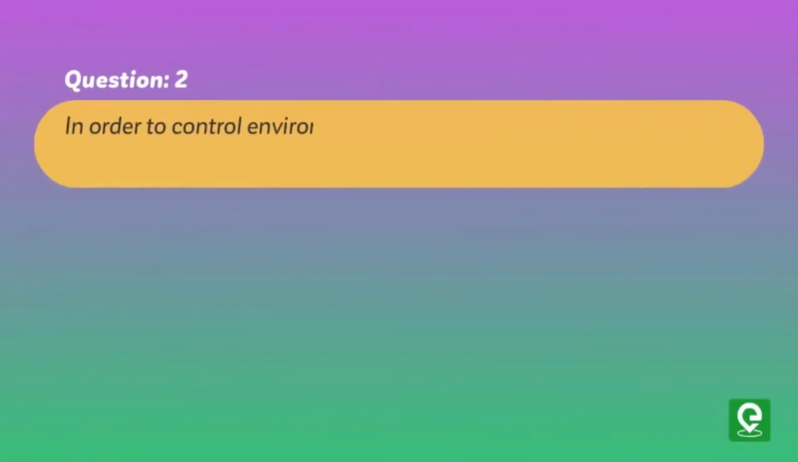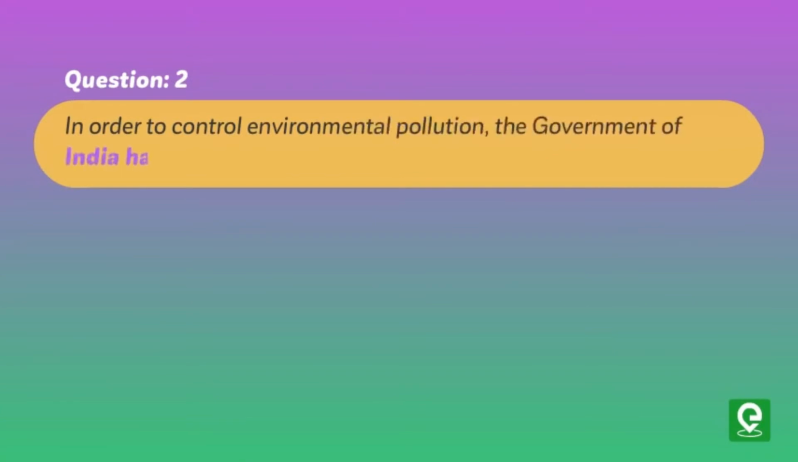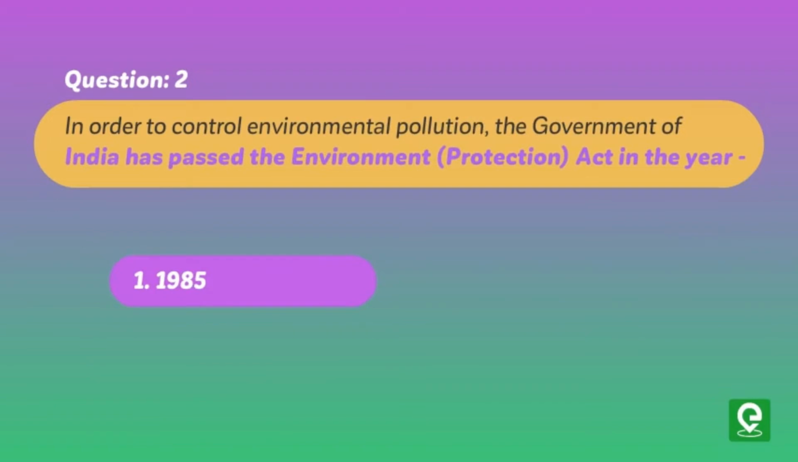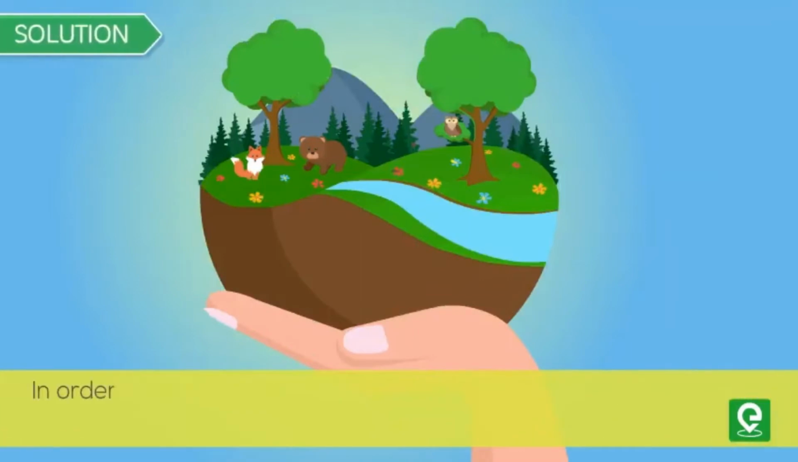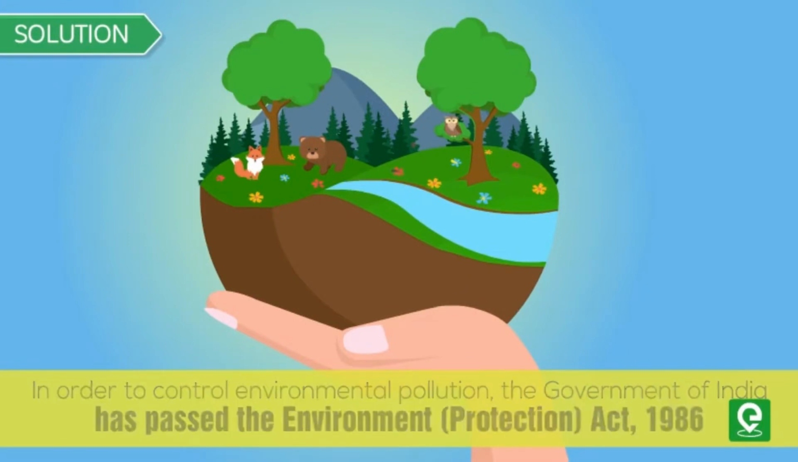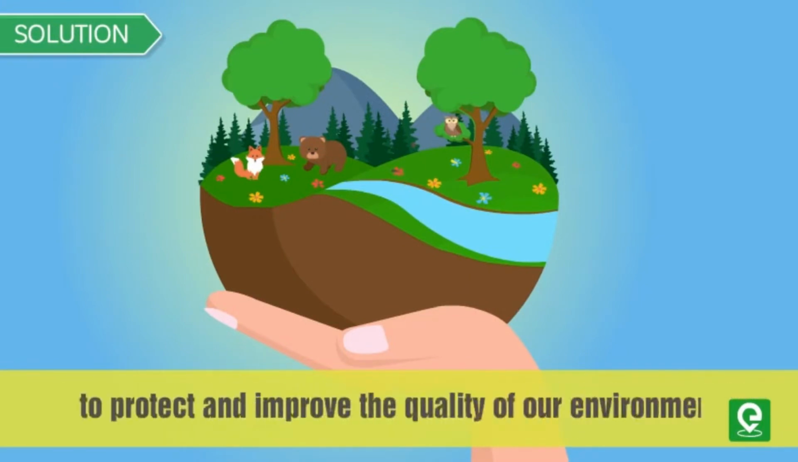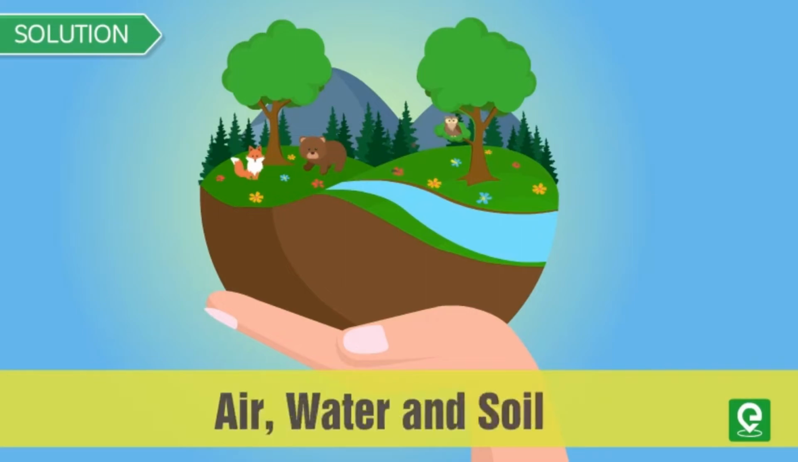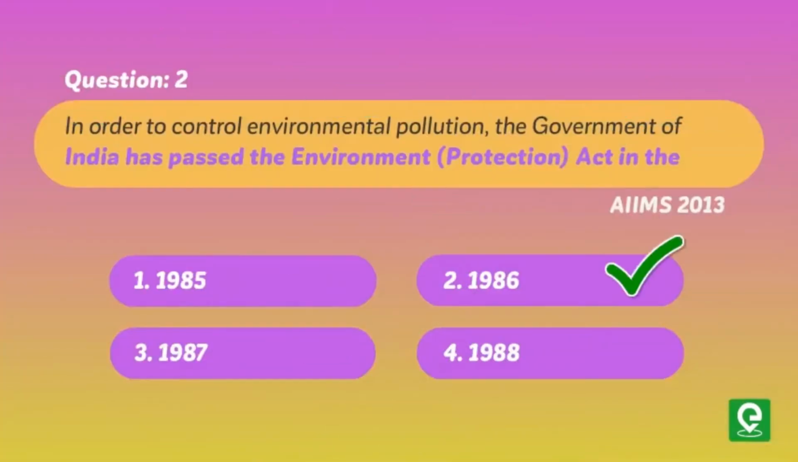Question 2. In order to control environmental pollution, the Government of India has passed the Environment Protection Act in the year number 1. 1985, number 2. 1986, number 3. 1987, or number 4. 1988. This question was asked in AIIMS 2013. Solution. In order to control environmental pollution, the Government of India has passed the Environment Protection Act 1986 to protect and improve the quality of our environment, air, water and soil. Hence, option 2 is correct.